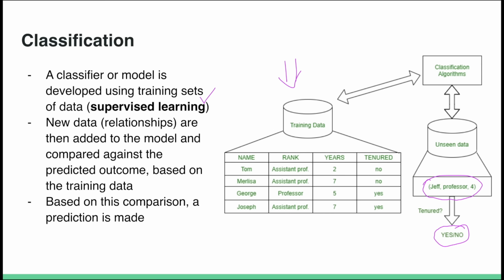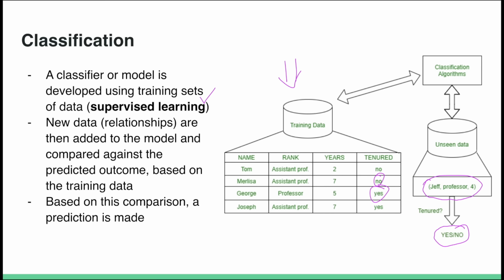So with classification, we're going to get some training data, and that data includes both the information of the professor, and then whether they're tenured or not. We're going to train our algorithm using that data, and then our algorithm should be able to get only the data on the professor and then predict whether they have been tenured or not, effectively classifying them into two groups, which is tenured and not tenured.